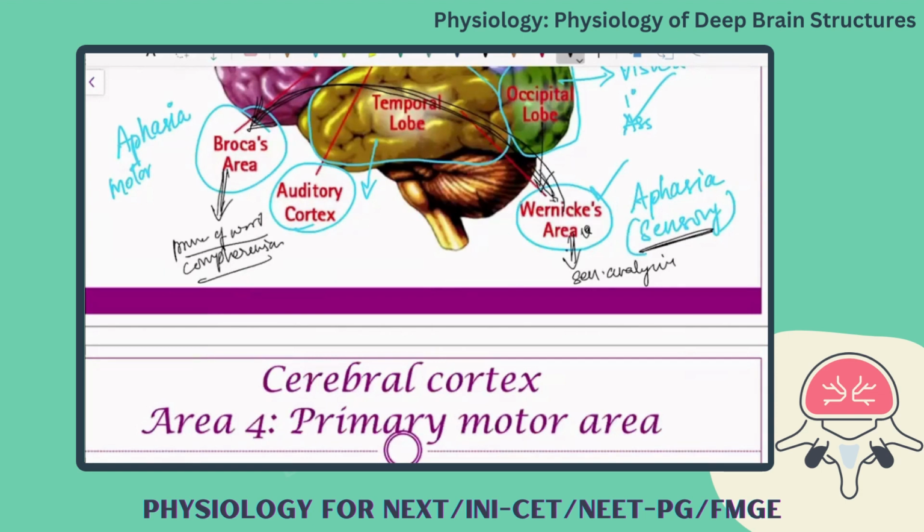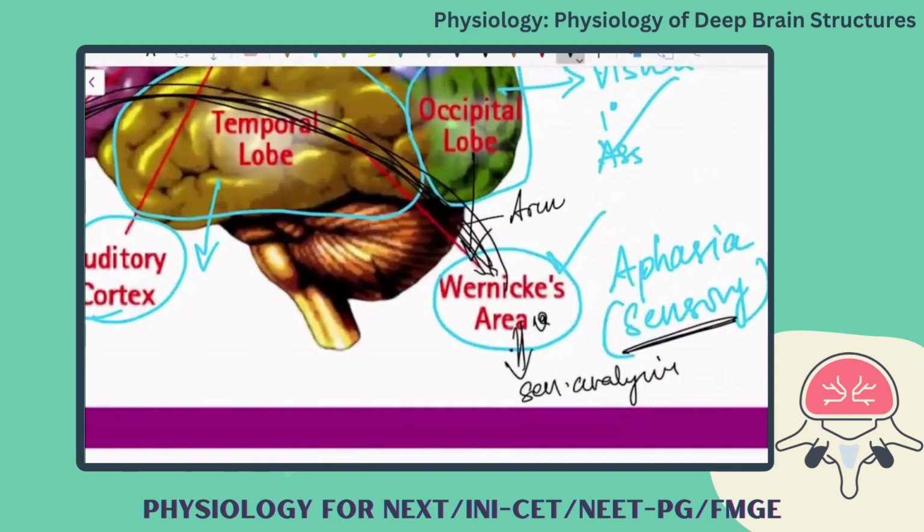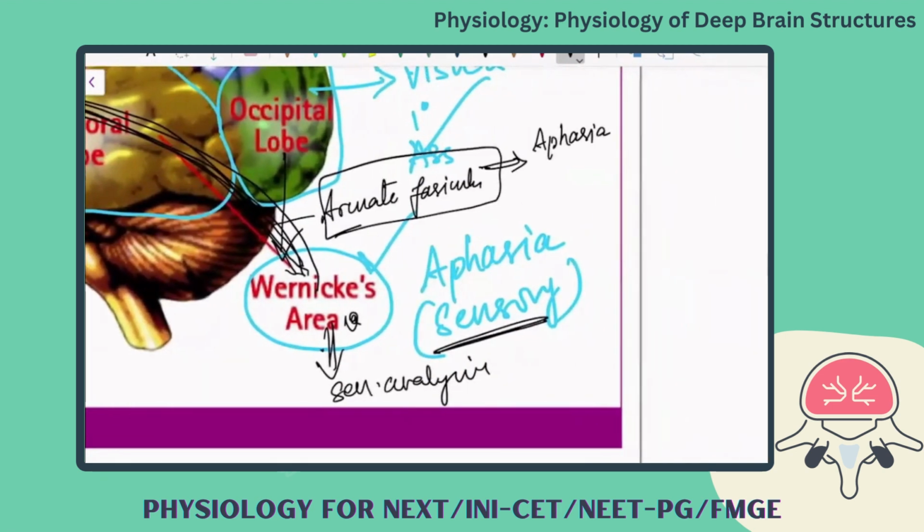So what is the fiber which is connecting Wernicke's area with the Broca's area? The most important fiber, arcuate fasciculus. Everybody has forgotten that? Arcuate fasciculus. If there is any lesion in this region, you will get a condition called aphasia, specifically conduction aphasia. Okay, clear. So aphasia is loss of speech.